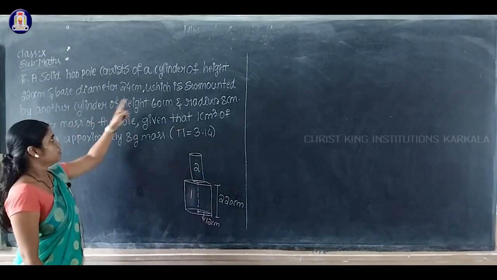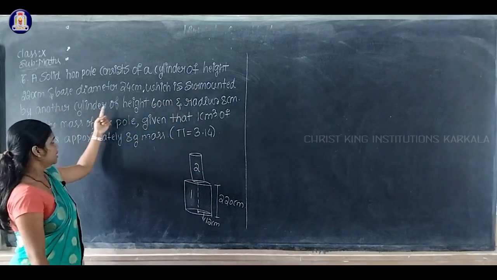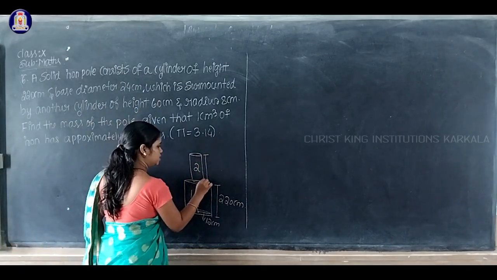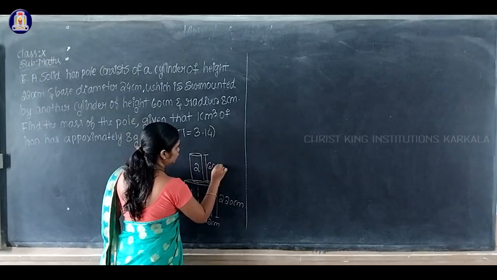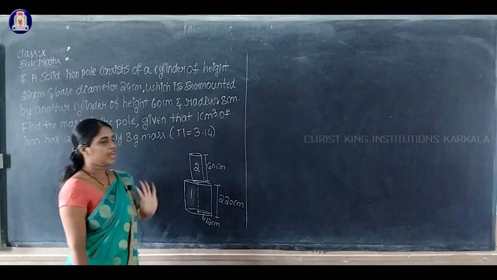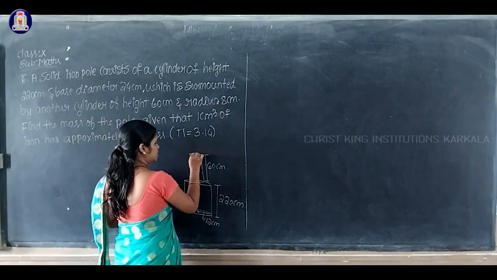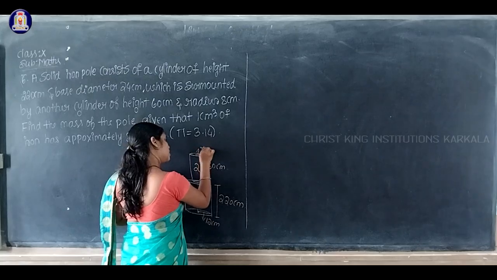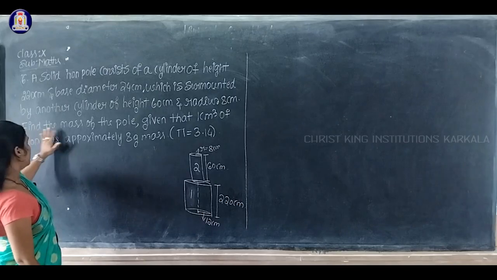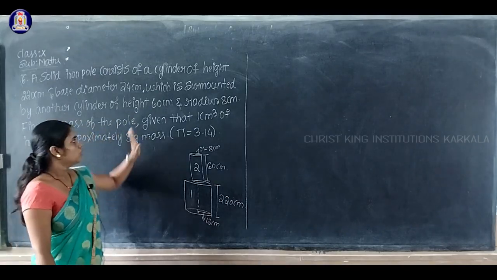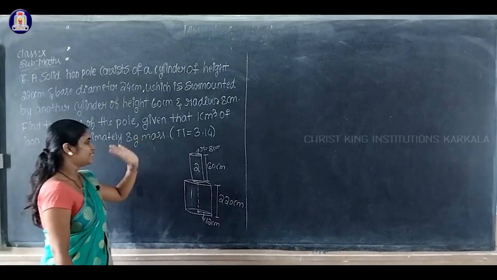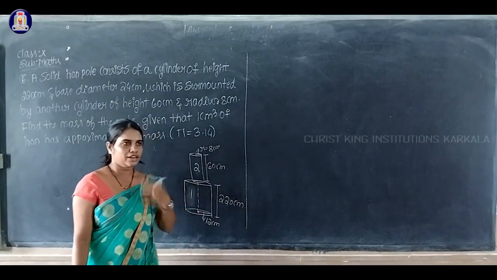Which is surmounted by another cylinder of height 60 centimeter. So what is the height of this cylinder 2? Height of this cylinder 2 is 60 centimeter, given. And radius is 8 centimeter. So radius r is equal to 8 centimeter. Find the mass of the pole given that 1 cm cube of iron has approximately 8 gram of mass. We'll calculate it later.